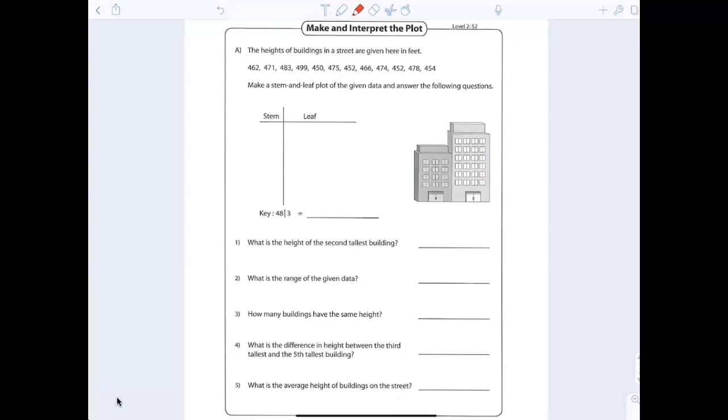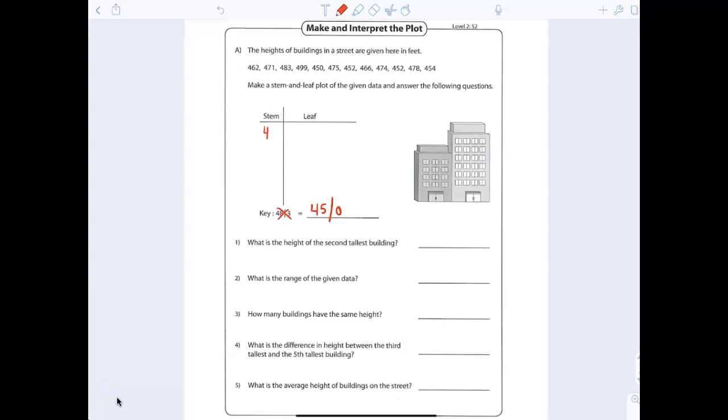All right. So again, let's cross the key out. I want to make our own key. What's the smallest? 450. So the way they want it is 45 here and then a 0. It's just a way to separate them. So what are the stems going to be? 45, 46, 47.